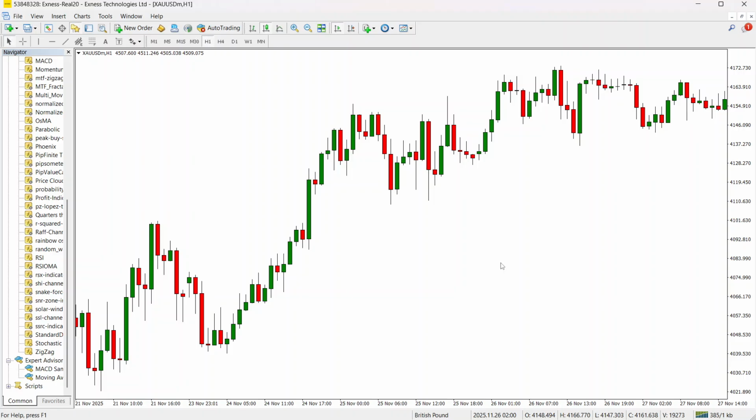applications are described. The Snake Force Indicator is a custom-built tool specifically designed for MT4 that combines elements of trend following and momentum detection, offering a versatile approach to technical analysis. The snake visual representation is created by a continuously moving line that reacts to price shifts, and its primary purpose is to highlight the direction of market movement, showing whether momentum favors bullish or bearish conditions.